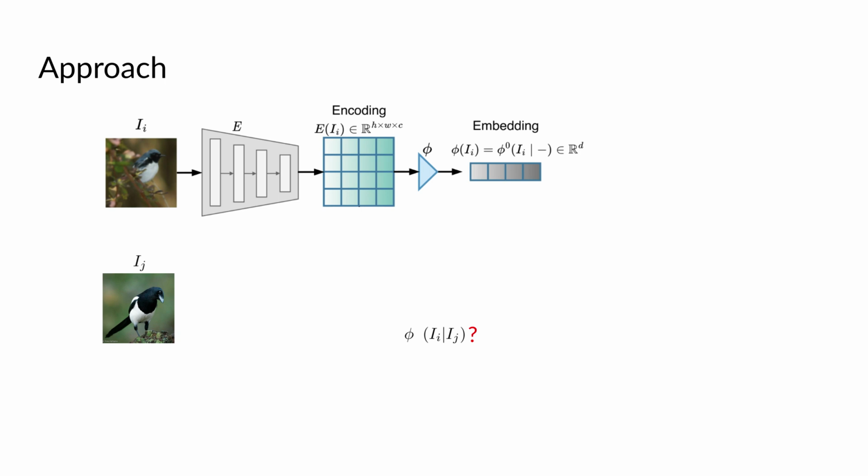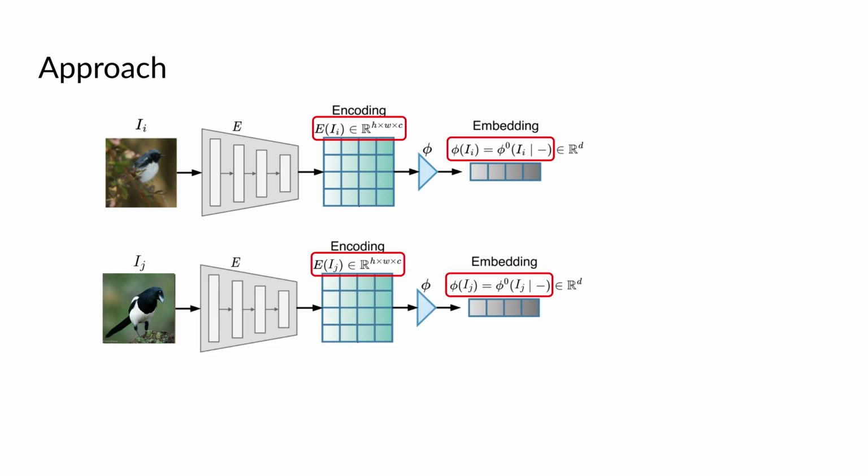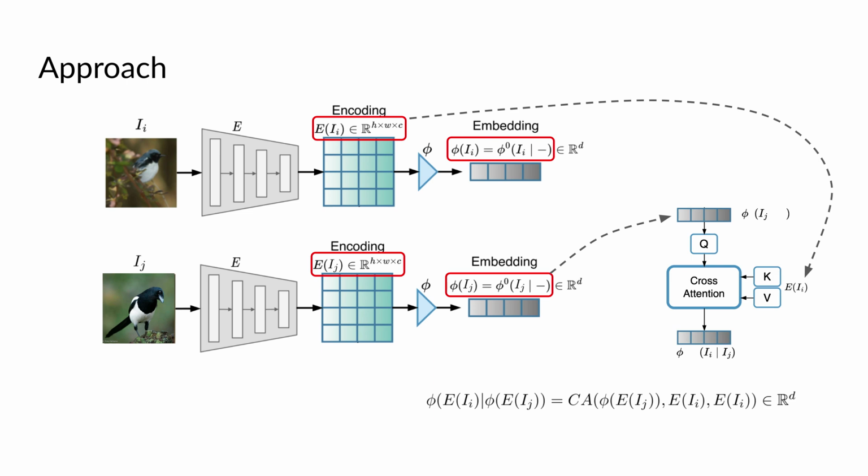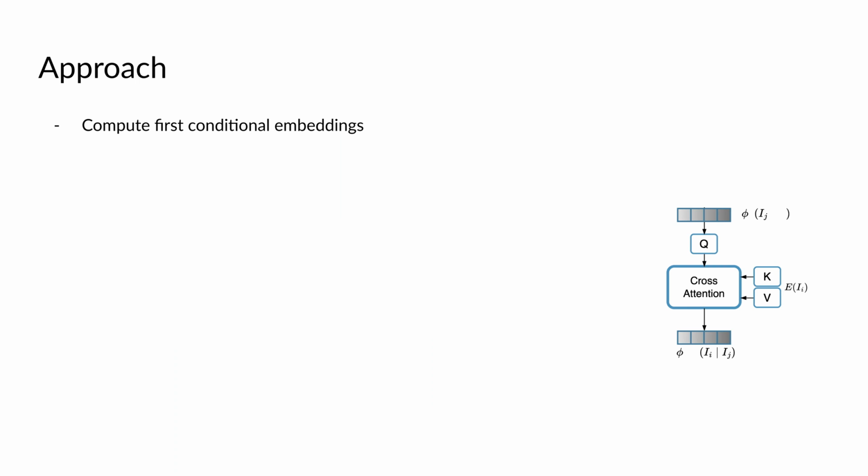How can we obtain a conditional embedding function? By starting with a conventional approach of feeding the image to the encoder network E and the projection function phi. We weight local parts of one image with a holistic embedding of another image. Those parts are highlighted with red frames. We implement this idea using an attention mechanism. We compute cross-attention between the spatial features of the first image, taken as keys and values, and the holistic embedding of the second image, used as queries. This results in the first conditional embedding.